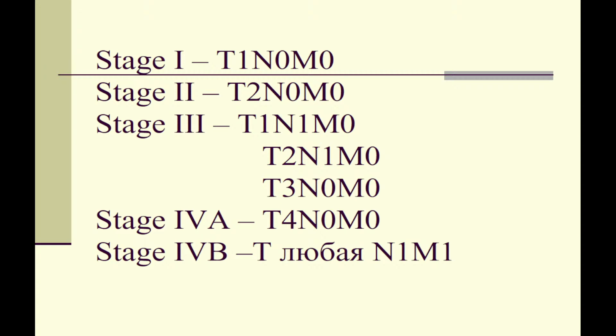And here, as we understand, depending on the staging, we can talk about prognosis, I mean. Stage 1 is T1 N0 M0, stage 2 is T2 N0 M0, and stage 3 includes T1 N1 M0, or T2 N1 M0, or T3 N0 M0, and stage 4A is T4 N0 M0, stage 4B is any T, N1 and M1.